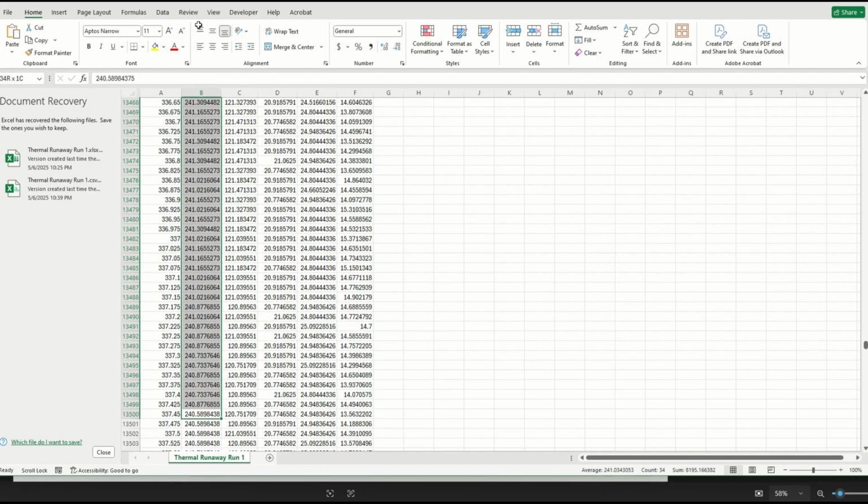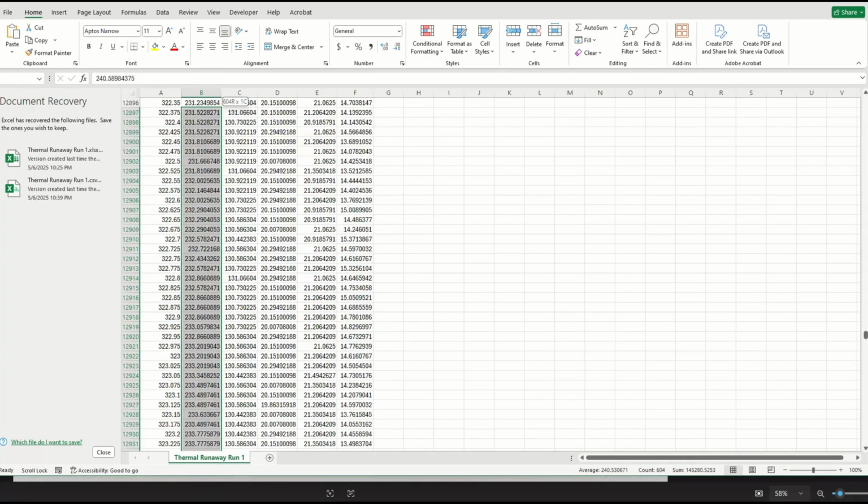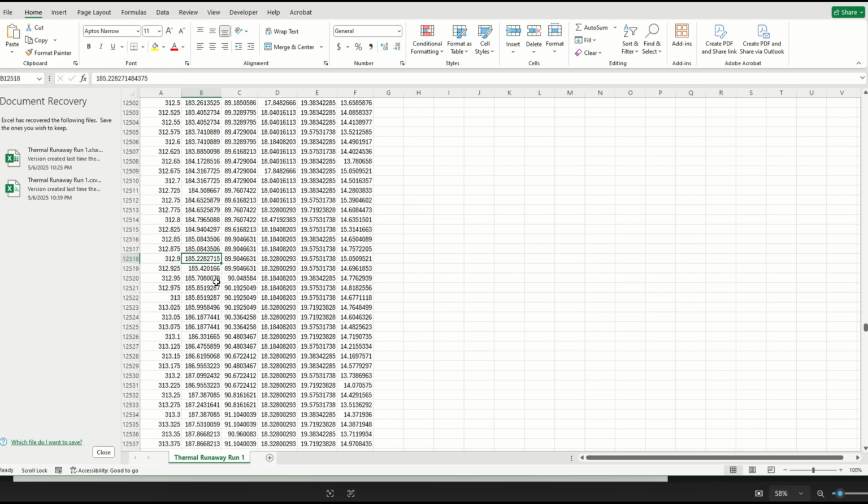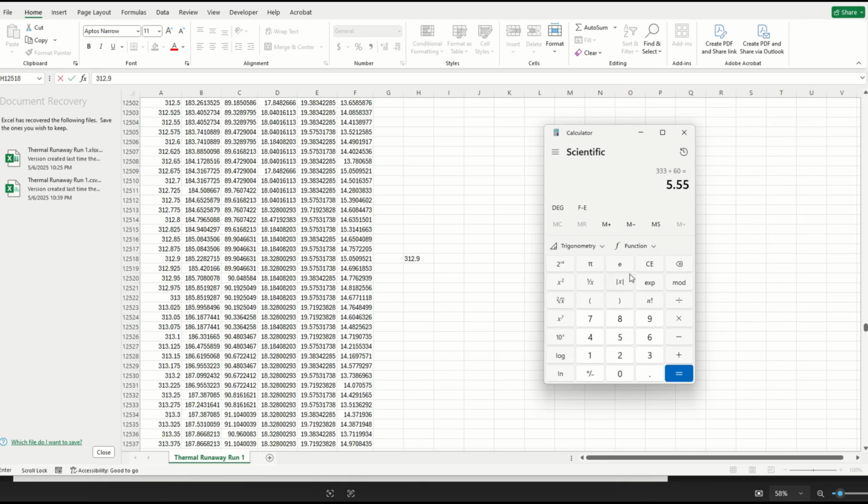Going back to where the trigger occurred, I forgot to note the time there. So it looked like it had occurred around the 185 degree mark here. So we'll just run with this initial temp here. We'll go with 312.9 seconds. So if we pull up a calculator here, let's see if we hit our 5 minute target in 5 minutes.